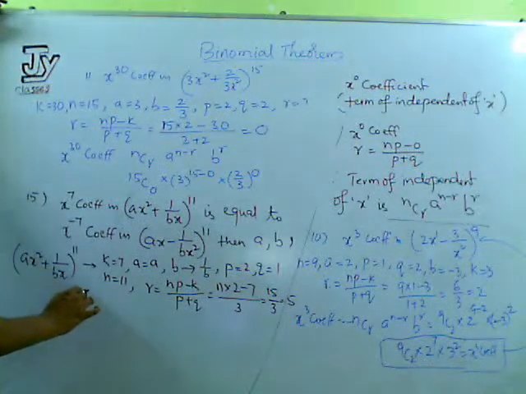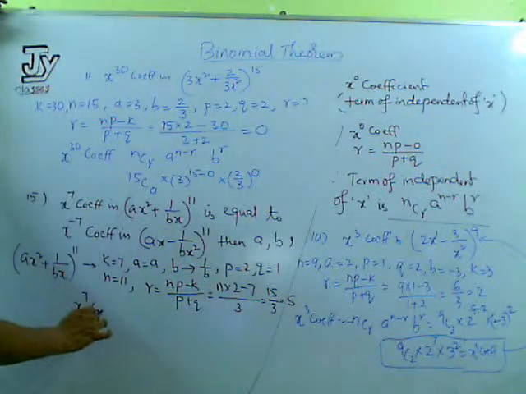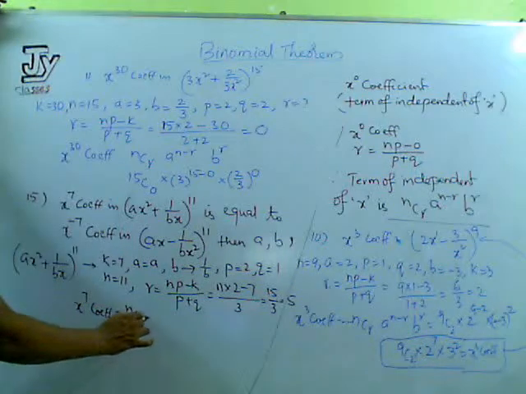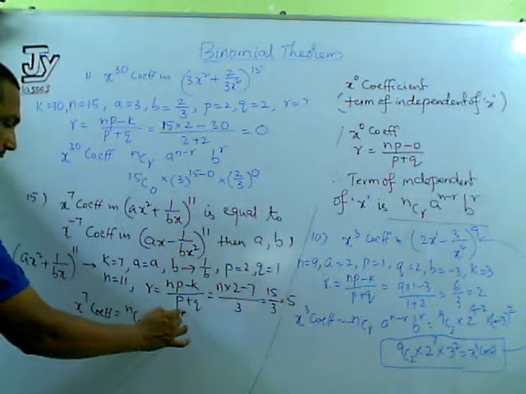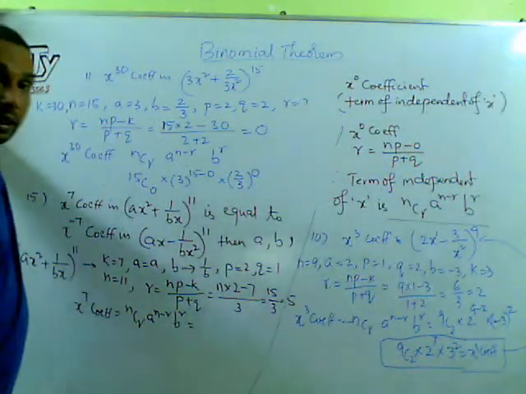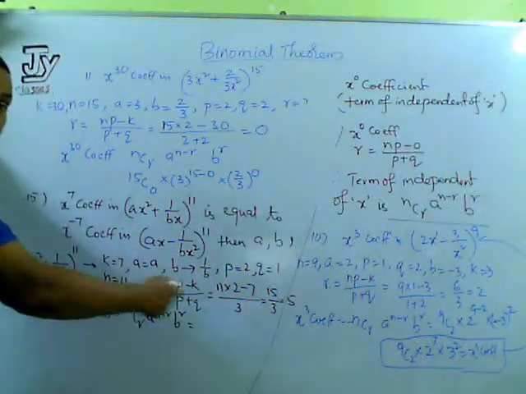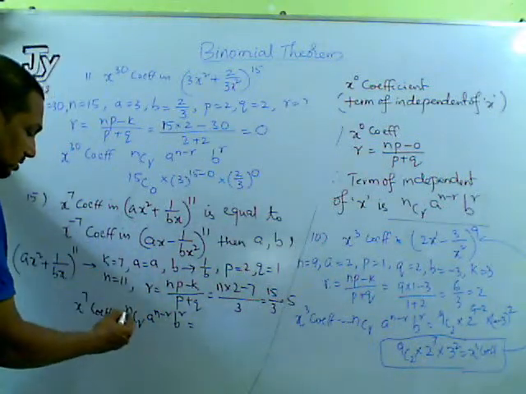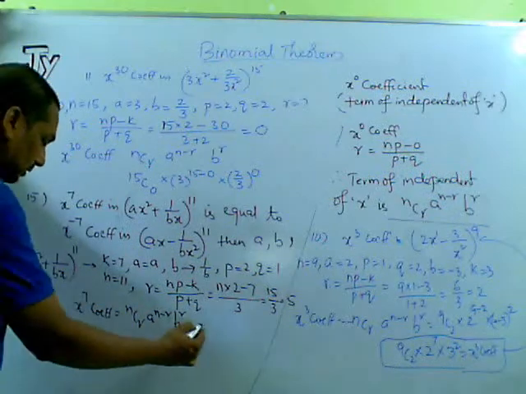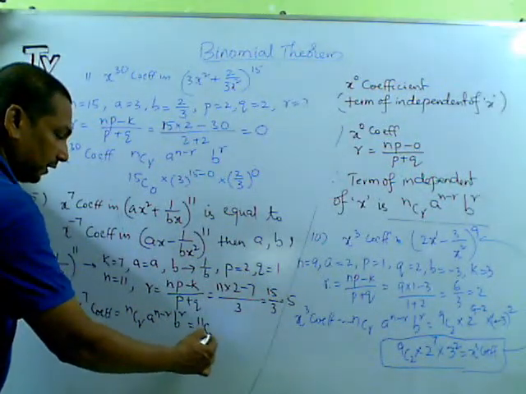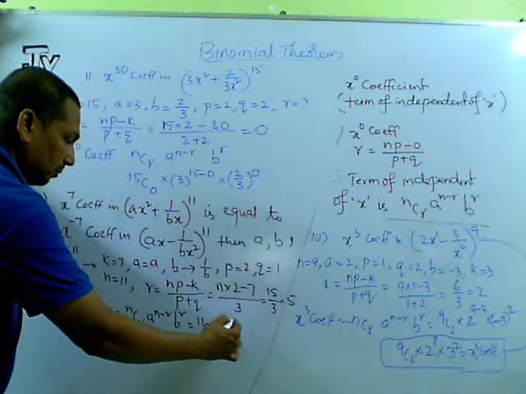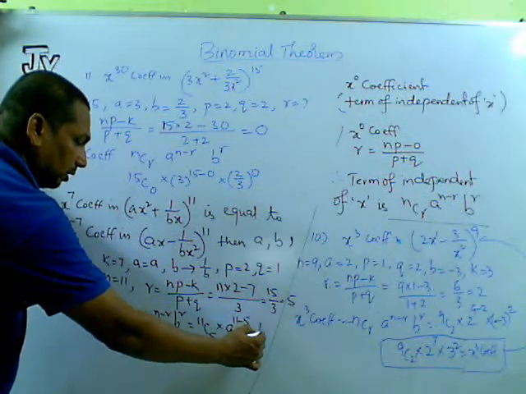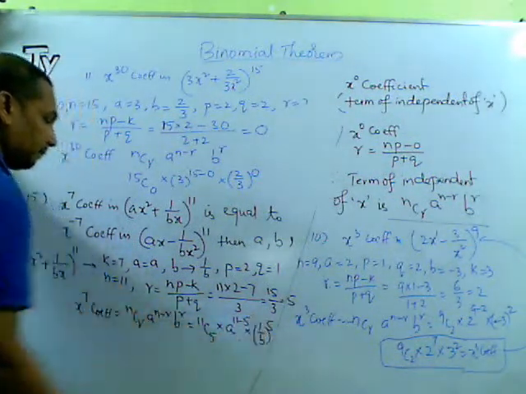So x power 7 coefficient is, what is the formula? nCr a power n minus r, b power r. Until getting fingertips you should write formula. For every question you have to write formula. So nCr, n means 11. 11C5 into a power 11 minus 5 into (1 by b) whole to the power of 5.